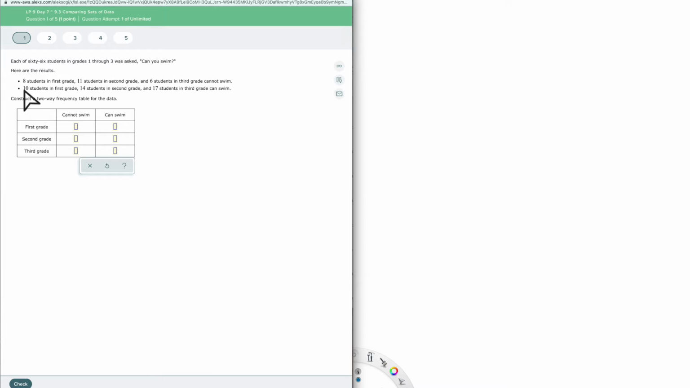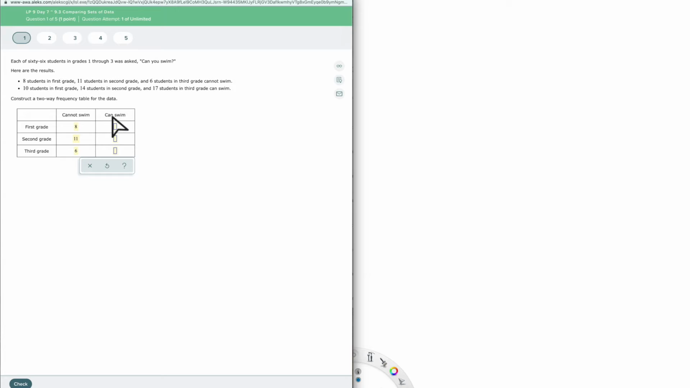So 8 students in first grade, 11 students in second grade, and 6 students in third grade cannot swim. So we're going to go to cannot swim, and we're going to go down the list here. So in first grade, 8 said they cannot swim, 11 second graders said they cannot swim, and 6 third graders said they cannot swim. Then we'll go to the second statement here. It said 10 students in first grade, 14 students in second grade, and 17 students in third grade said they can swim. So we're going to go to the can swim column here, and we're going to go straight down.